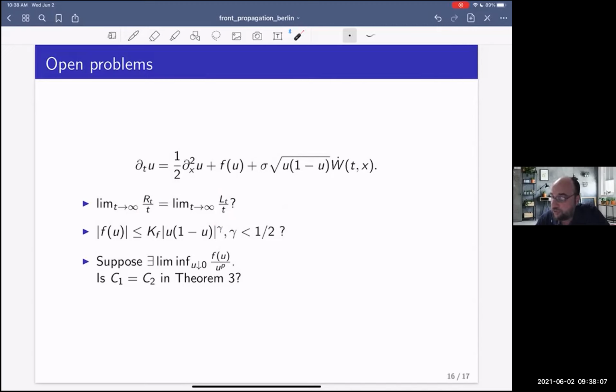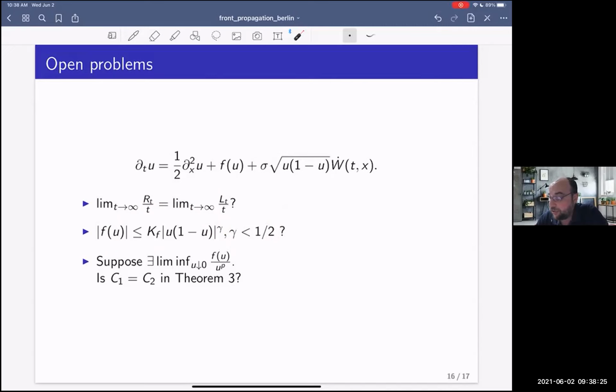We don't know for some weaker conditions on f(u). We know that our result holds when gamma is greater than or equal to 1/2, but what happens in the case when gamma is less than 1/2, whether we have the same type of results.